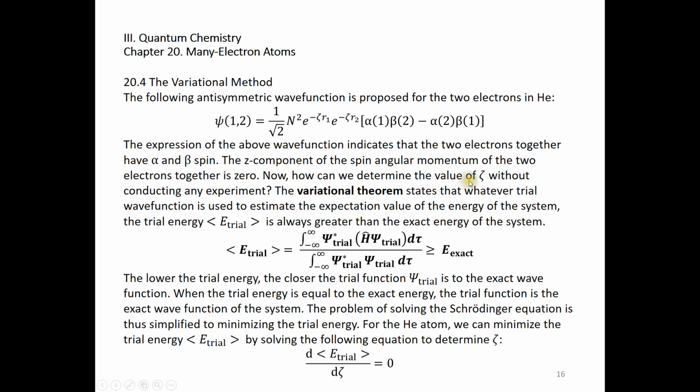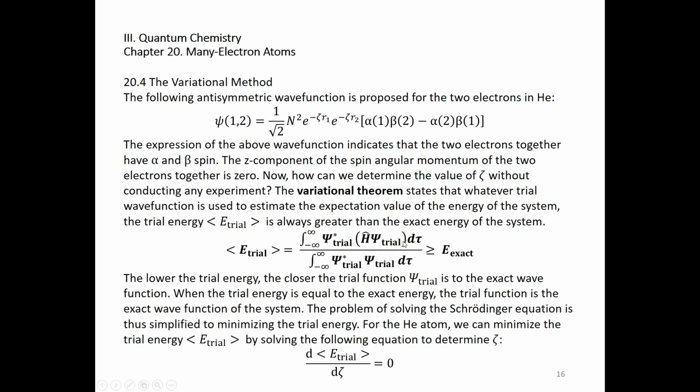So that's how we experimentally determine the value of zeta. How can we determine zeta without doing any experiments? Well, we resort to the variational theorem. It states that whatever trial wave function is used to estimate the expectation value of the energy of the system, the trial energy is always greater than the exact energy of the system. The trial energy comes from postulate 4 over here when we use the trial wave function. So this is the expression of quantum mechanical postulate 4. On the bottom, we have the integral of the complex conjugate of the trial function times the trial function.